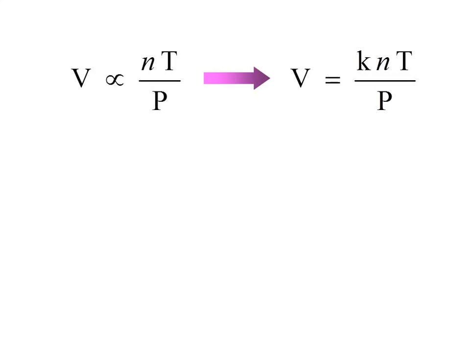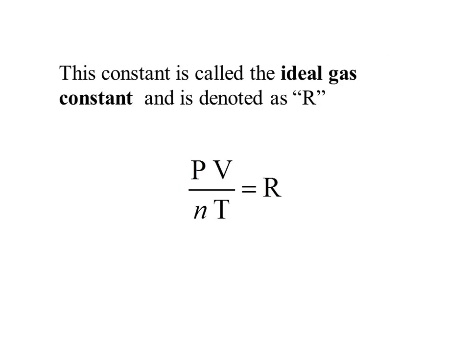It's about algebra, right? So if we want to get K by itself, you'd have to take both sides times P over nT. Does that make sense? P over nT times both sides to get K by itself. As it turns out, K actually is known as R. That generic K is really our ideal gas law constant.